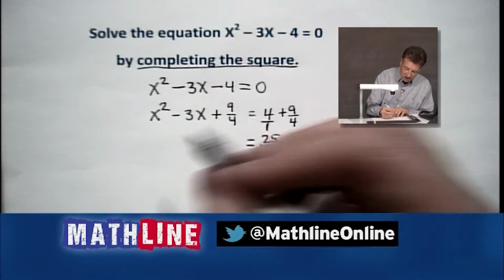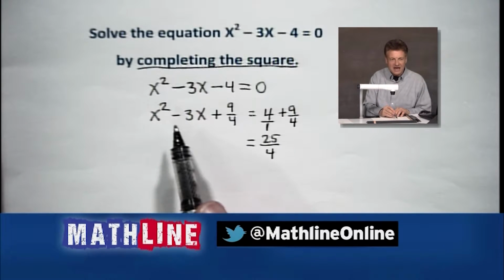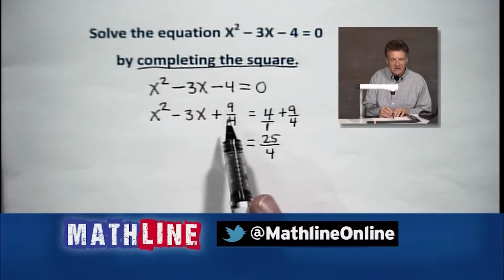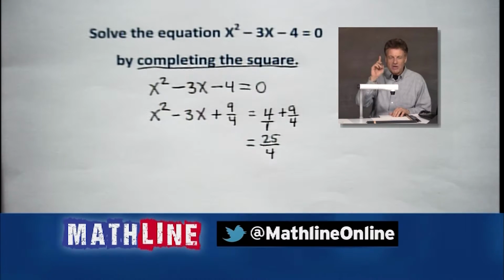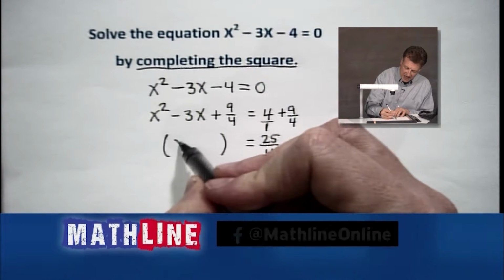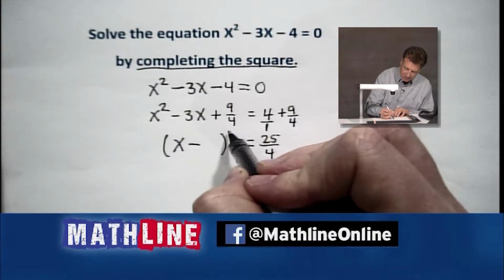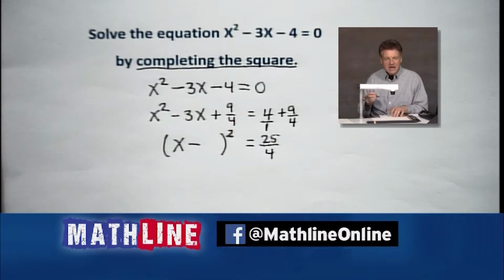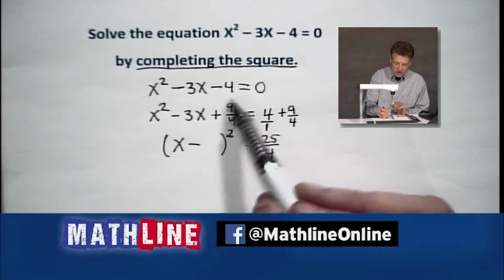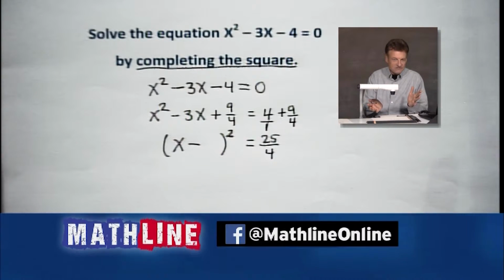Now over here, I still have this craziness. I have this x squared minus 3x plus 9 over 4. But the good news is we put that in as an x minus something squared. That's the beauty of when we use completing the square. We can come back and write this, whatever the square root is, of 9 over 4.